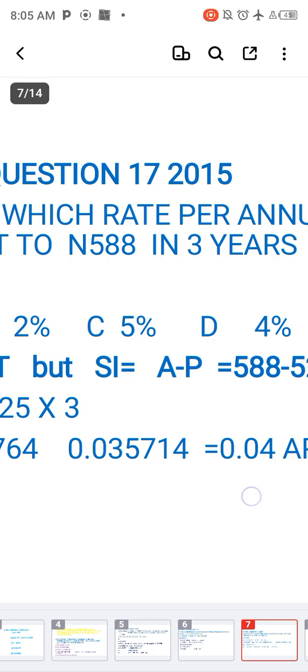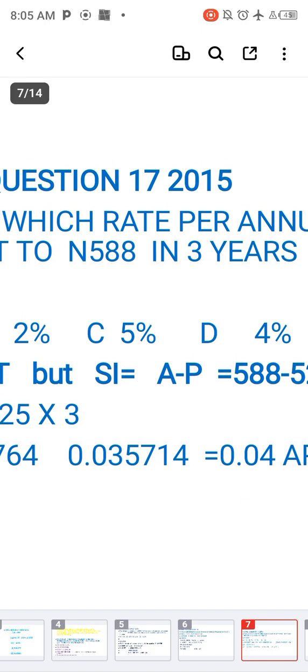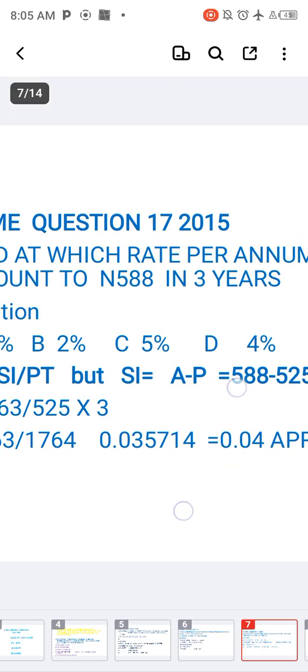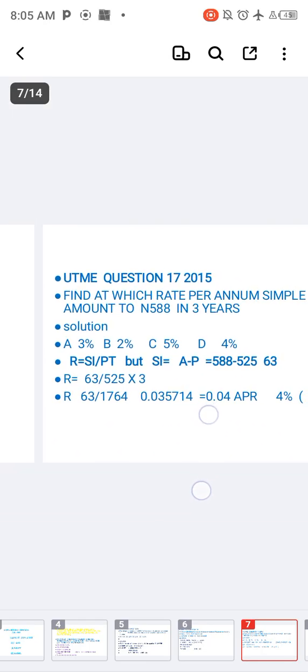Approximate it to two decimal places, because we are working with percentage. So it becomes 0.04, which is what the rate would be, the same thing as 4%. 0.04 is the same thing as 4 over 100, and 4 over 100 is the same thing as 4%. Any question? We move.